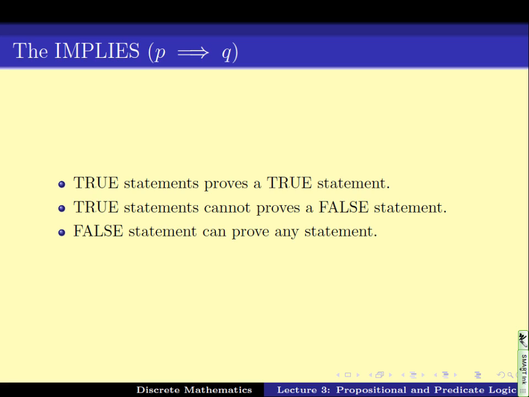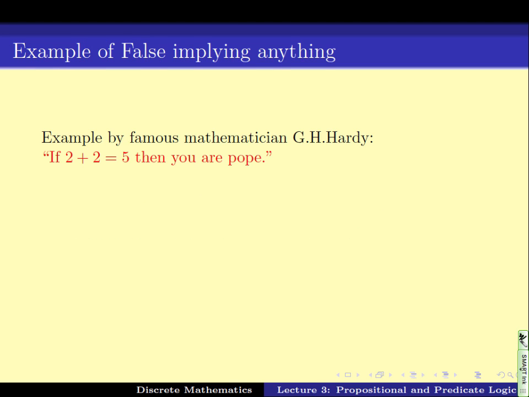There was a lot of debate on this, and one beautiful story that goes along is that when the mathematician G.H. Hardy was asked to comment on this particular rule for implies, he was asked, can you prove the following statement? If 2 plus 2 equals 5, then you are Pope. Now clearly 2 plus 2 equals 5 is false, and you are Pope is also a false statement. Now can a false statement imply any false statement? For example here.